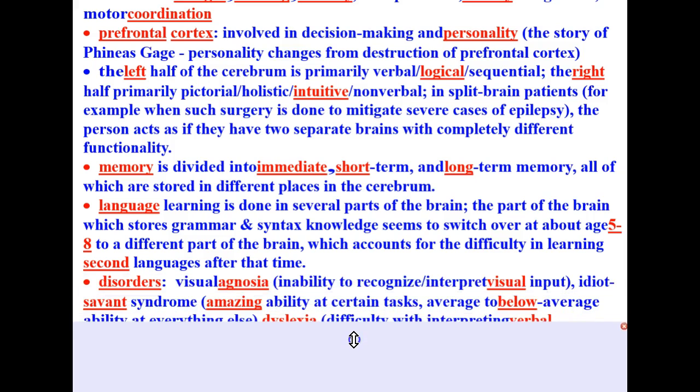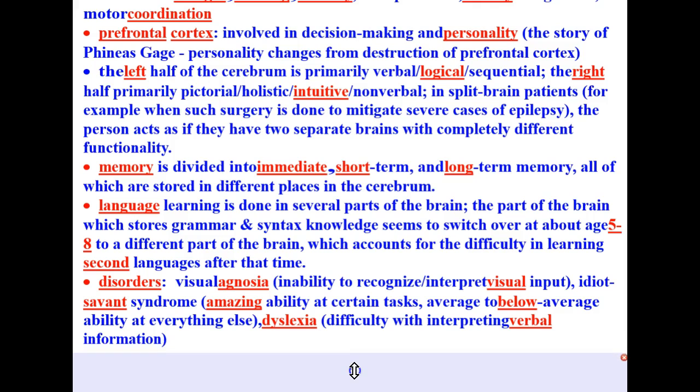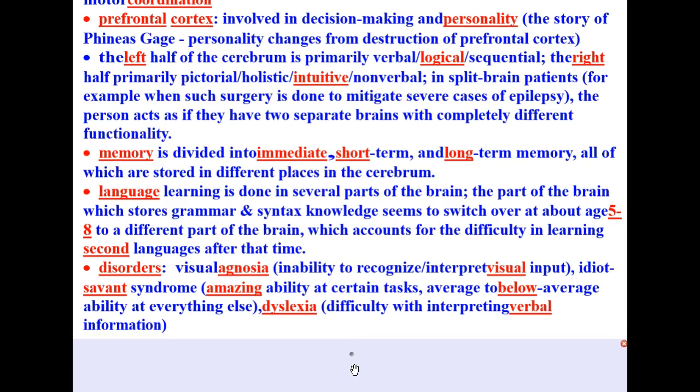Some disorders of the cerebrum include visual agnosia, inability to recognize and interpret visual input. Another one is idiot savant syndrome. These people show amazing ability in certain tasks, but average to below average ability at everything else. And dyslexia, difficulty with interpreting verbal information.